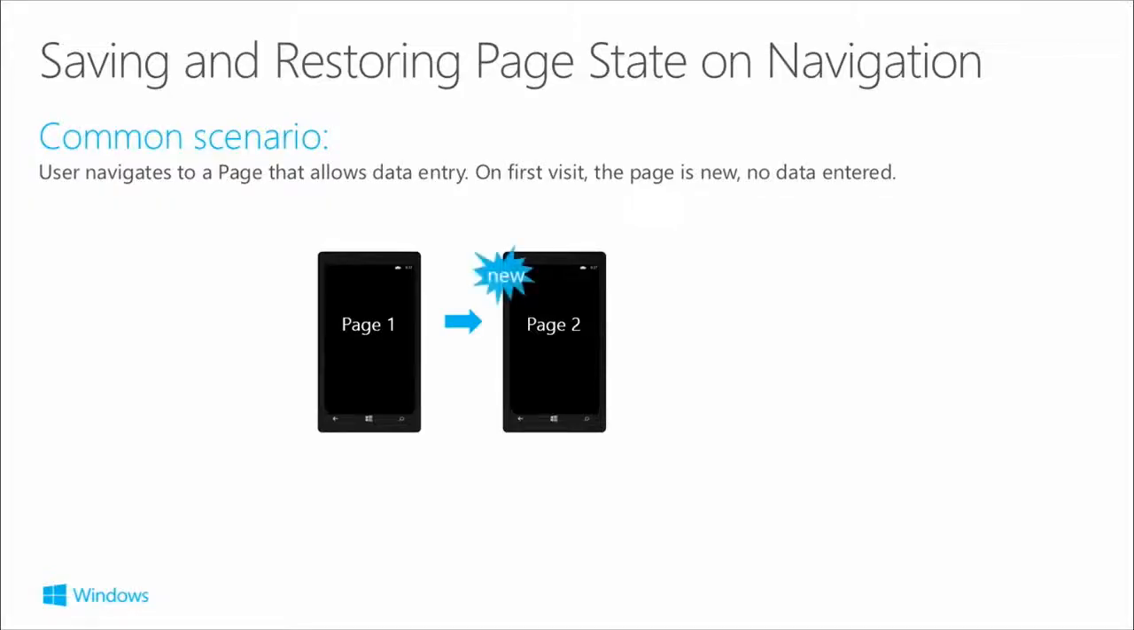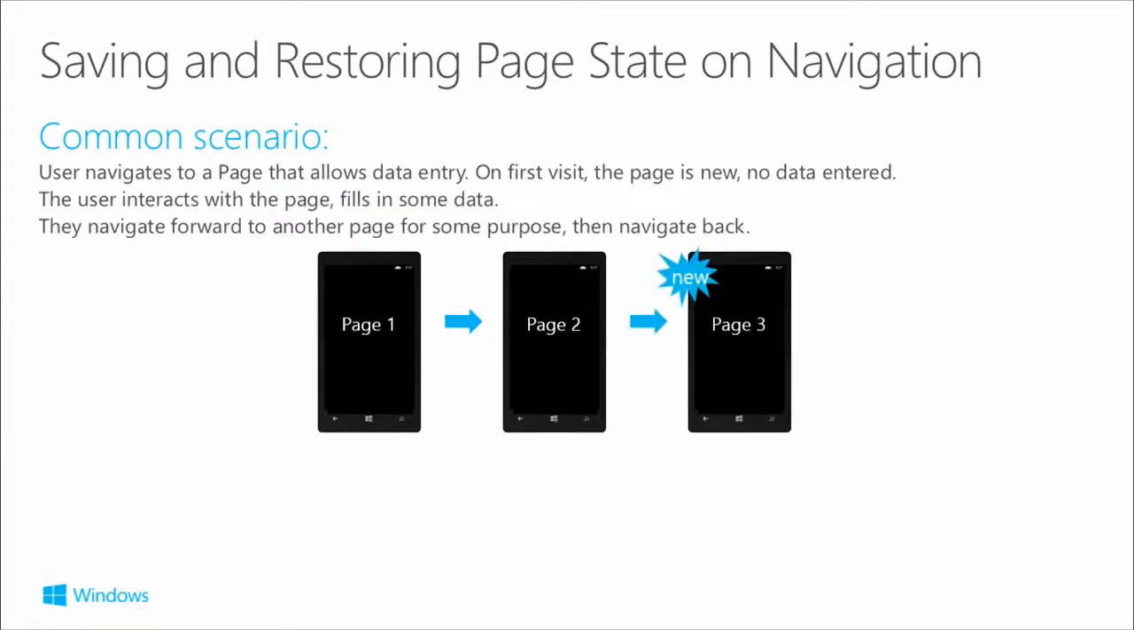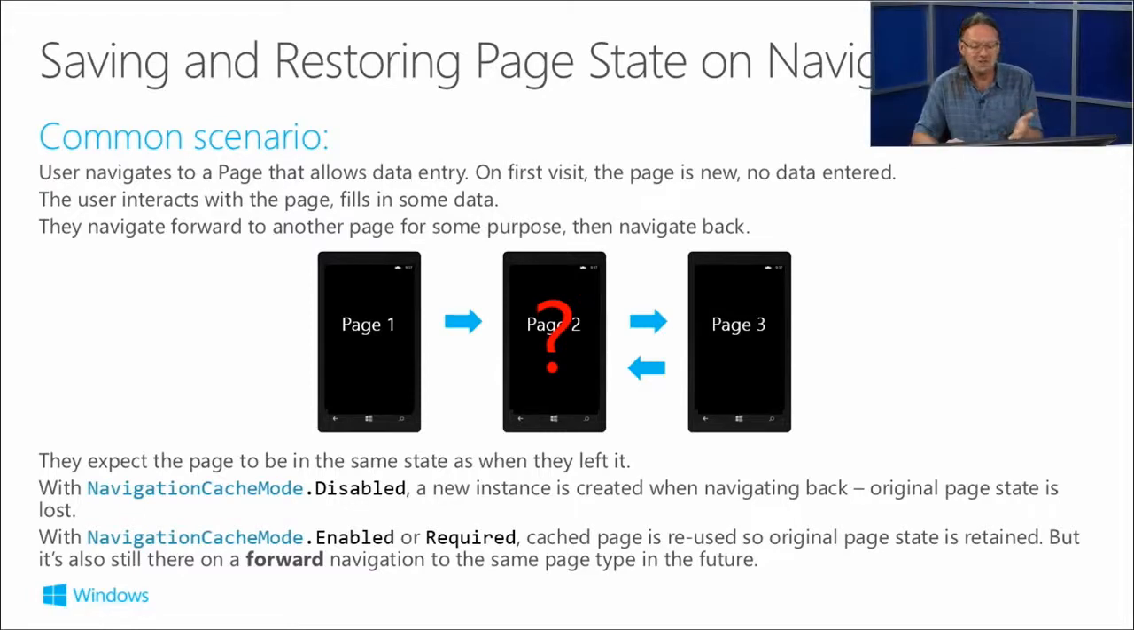But what you are going to do is save and restore page state on navigation. If you want to go forwards to a page, then go to some other page, and then go back, you'd probably expect page 2 to look the same as you left it. With navigation cache mode disabled, you'll get a whole new instance when you navigate back, so that won't be the case. This is why you need to care about this. But with navigation cache mode enabled or required, you'll get the same instance and that will just work. And like I said, required is the de facto standard anyway.